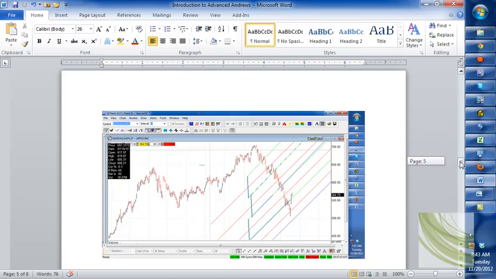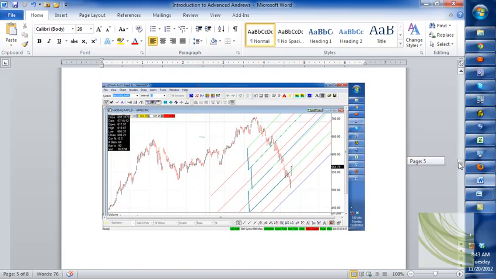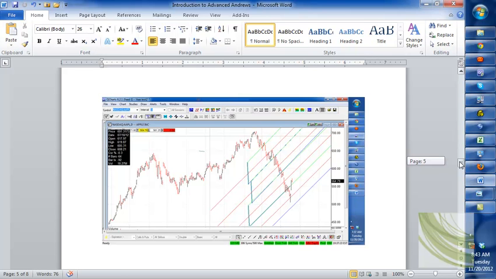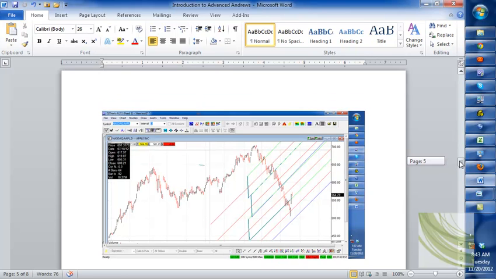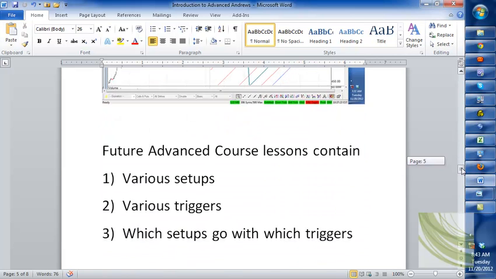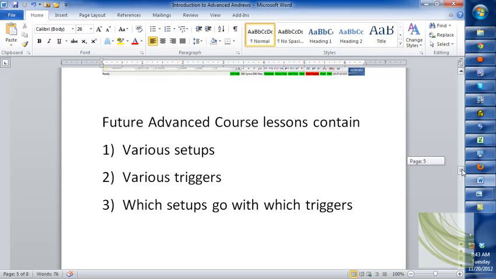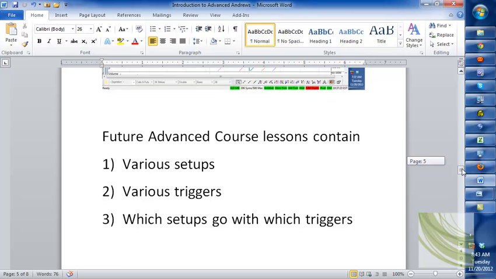Okay, so this gives me an idea of what to expect, and that might be what I use. And I also use other things, but this is one of the more intricate tools that are used. Okay, and so in future advanced course lessons that you can take, you'll learn various setups, various triggers, and most importantly, matching those properly. What we found in our research, which setups go with which triggers. Okay, and we're constantly doing various types of research. I'm going to show you some ongoing research right now.